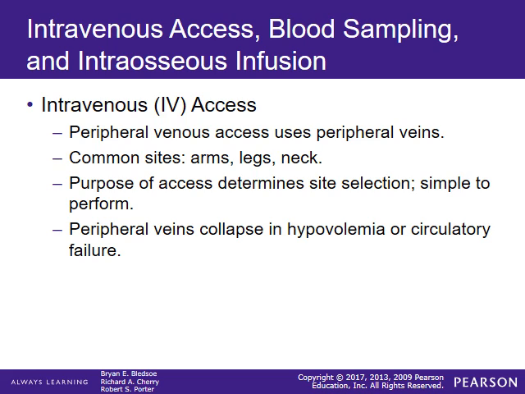Remember that peripheral veins collapse when the patient is either hypovolemic or hypotensive. They have poor distal circulation, which leads to a diminished venous capacity in the peripheral areas.